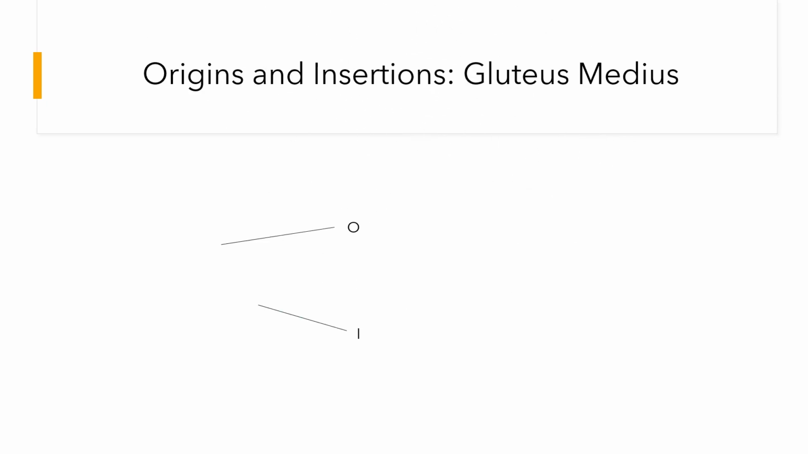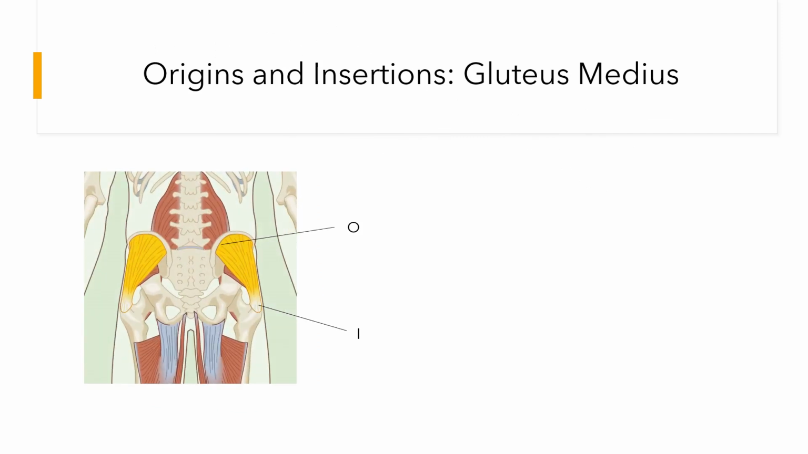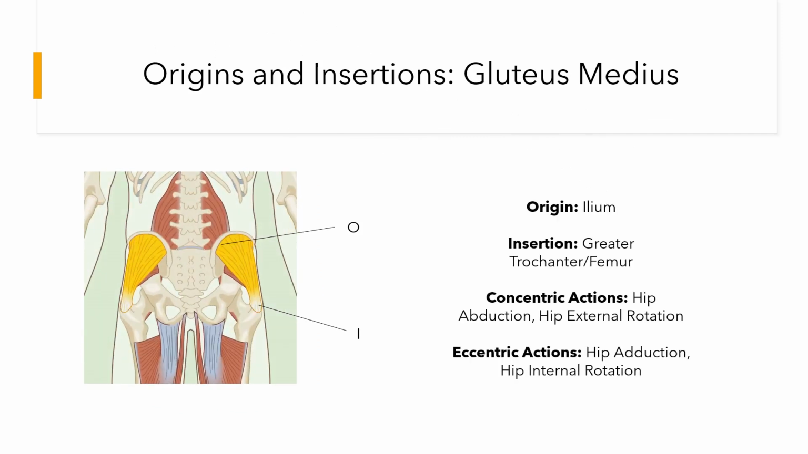And then finally for the glutes, we have the glute medius, the middle-sized one, which originates in the ilium, and the same insertions of the greater trochanter and the femur, but the concentric actions are hip abduction and hip external rotation, just like the glute minimus. And eccentrically, you get hip abduction and hip internal rotation.